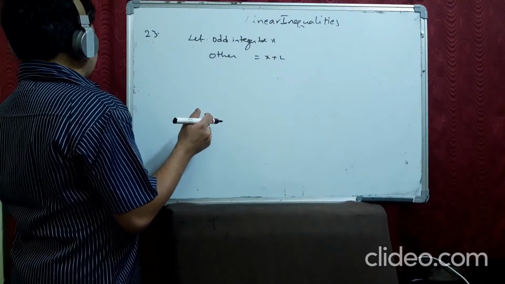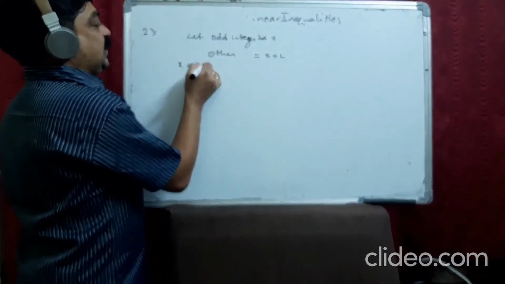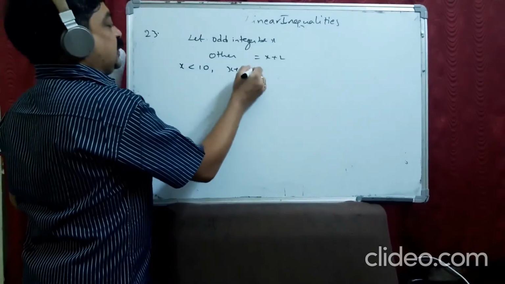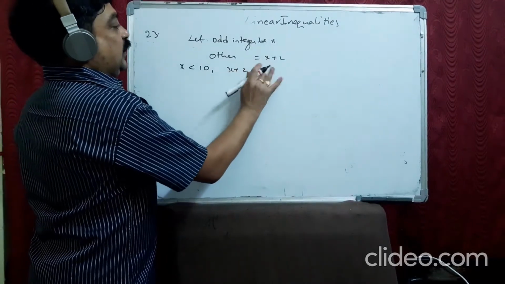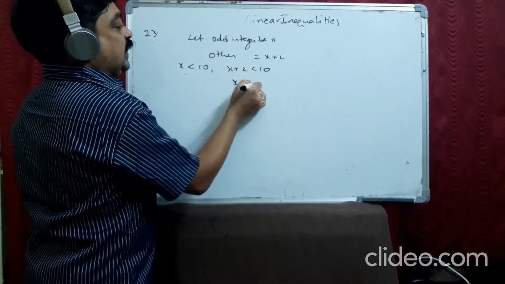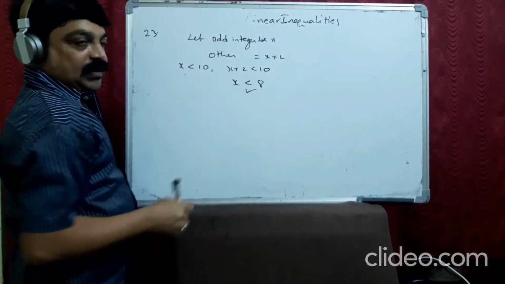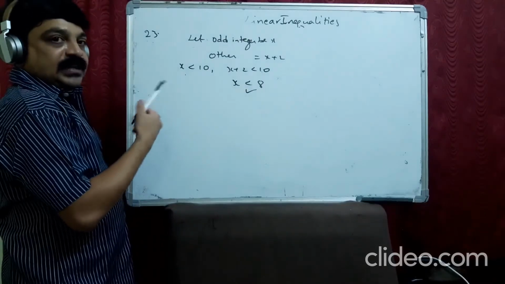What did they say? Which are smaller than 10. That means x is less than 10 also. x plus 2 is less than 10. Both of which are smaller than 10. That means x is less than 8. From these two we take this one because this is more common. Less than 10, less than 8.